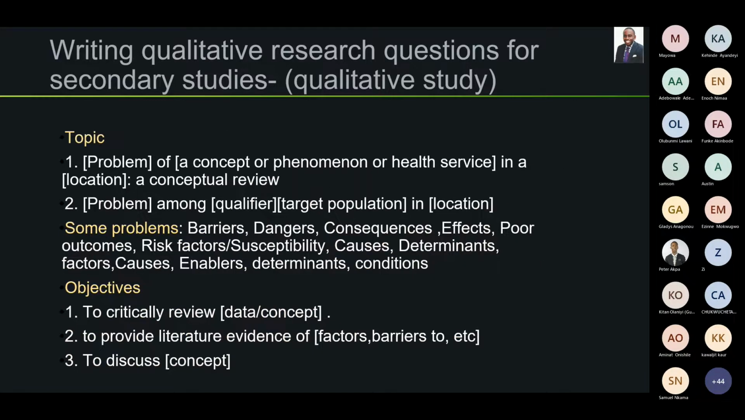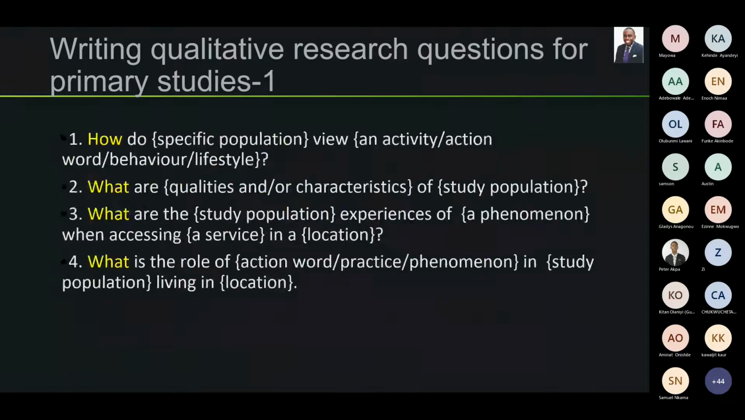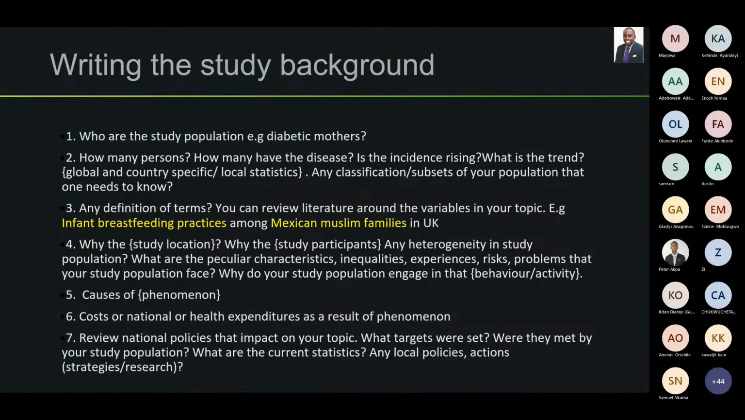For example, concepts. Now look at this one: infant breastfeeding among Mexican Muslim families. So what are the concepts in this topic? Number 1 is infant, right? So you need to define who is an infant. Number 2 is breastfeeding, and then breastfeeding practices.